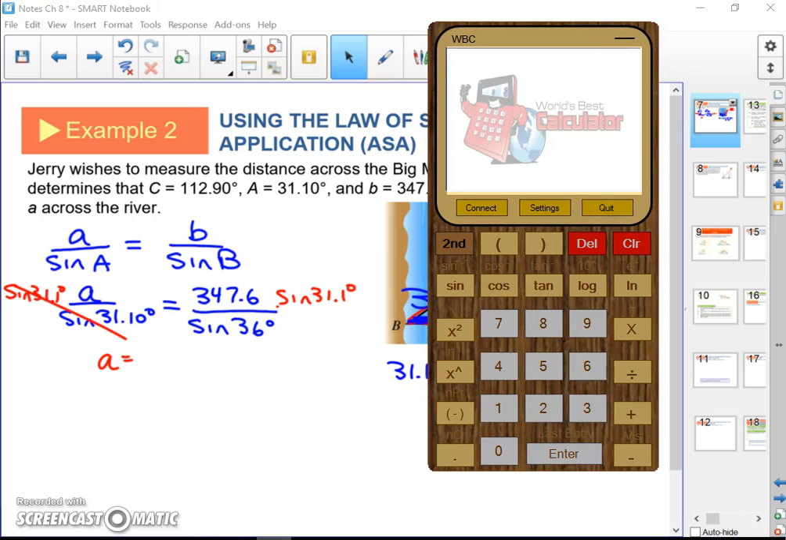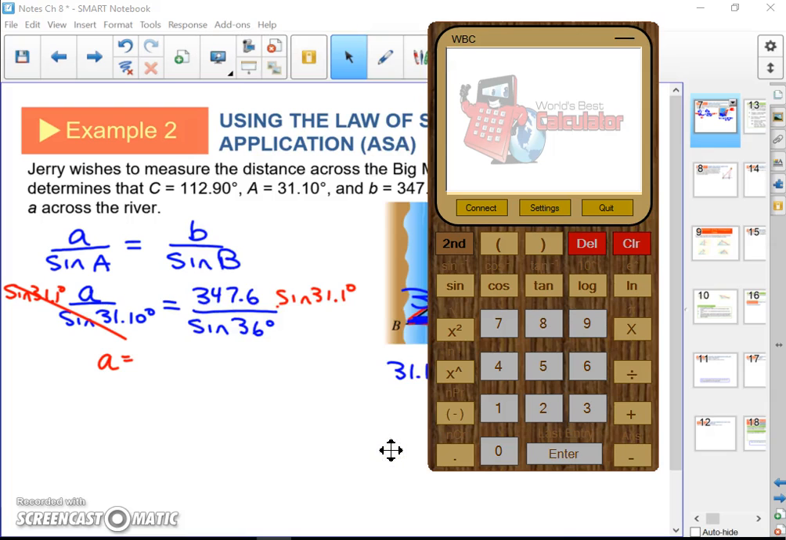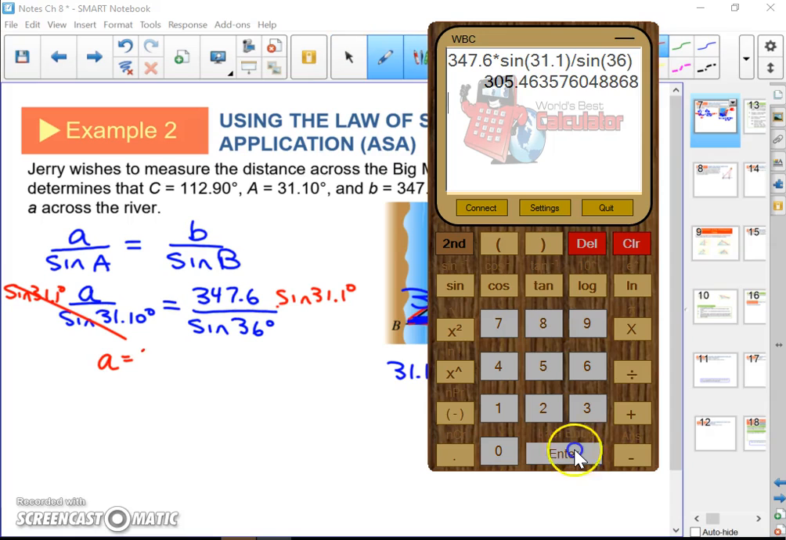So let's pull out a calculator and let's just check it out. Okay, make sure you're in degrees here. So we have 347.6 times sine 31.1 divided by sine 36. Good. 305.5 feet.